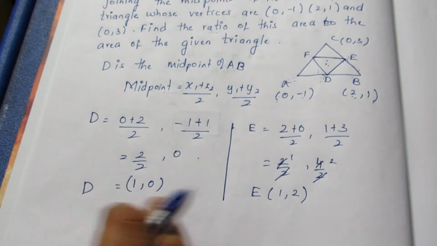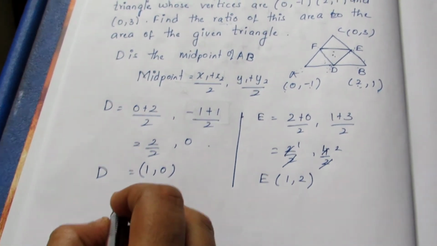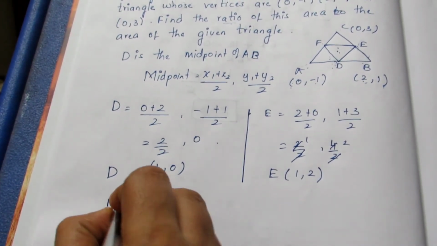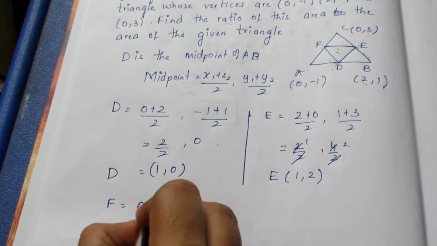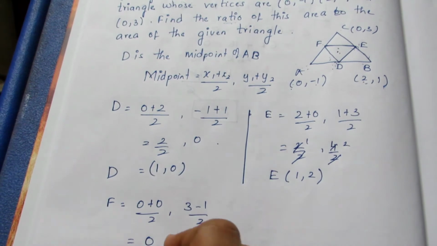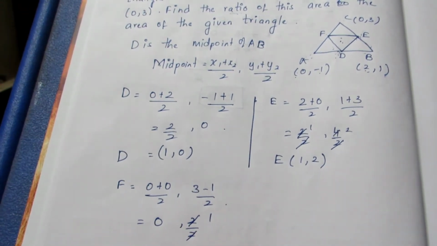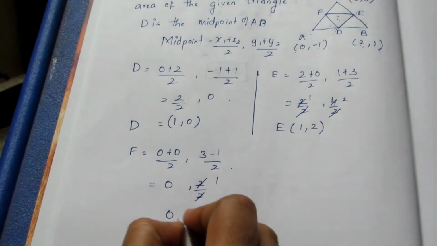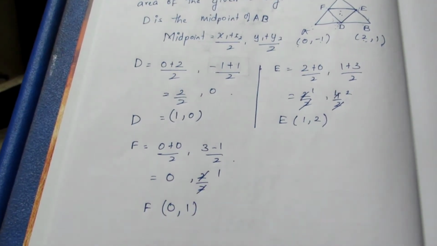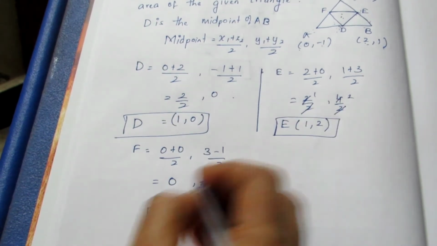We have found D, we found E, we will find F now. For F, A and C. So adding, for F it is (0 plus 0) by 2, (3 minus 1) by 2. If I solve, it becomes 0. Here it becomes 2 by 2, 1. So (0, 1). Now we have found the F point. We have found D, E and F.